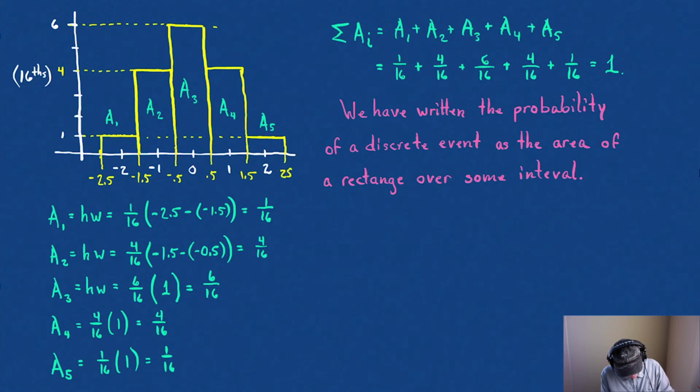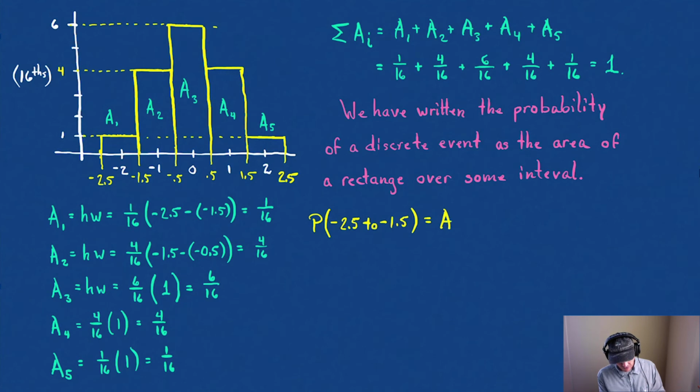So now, that's a point, 2.5. Let me fix that, 2.5. So now what do we have? Well, for example, if I wanted the probability, I wouldn't talk about -2. What I would say is the probability from -2.5 to -1.5 is area 1, which is 1/16. Or I could take something else.